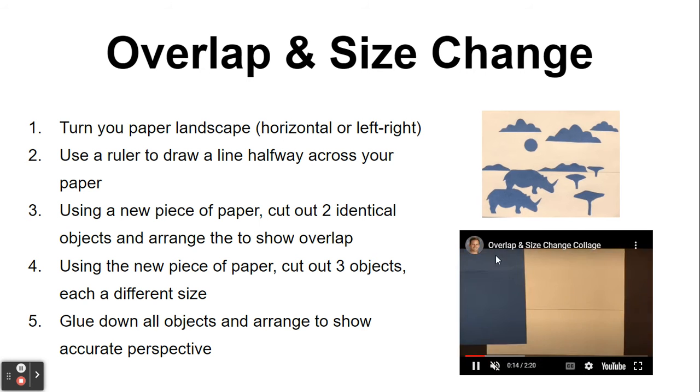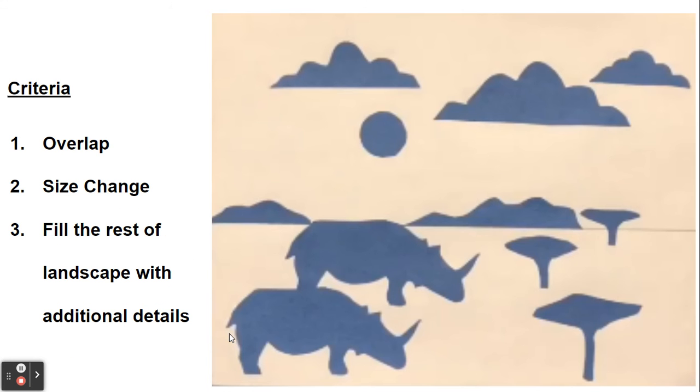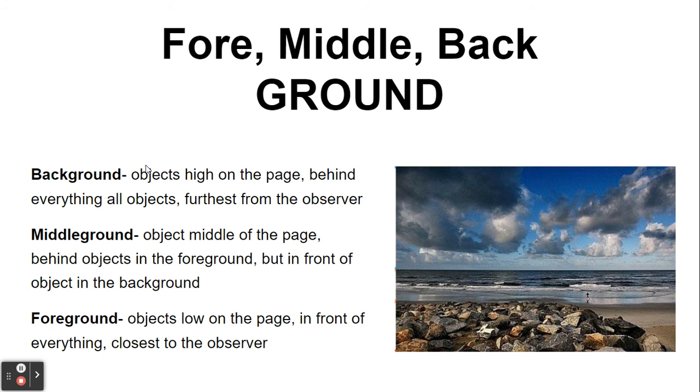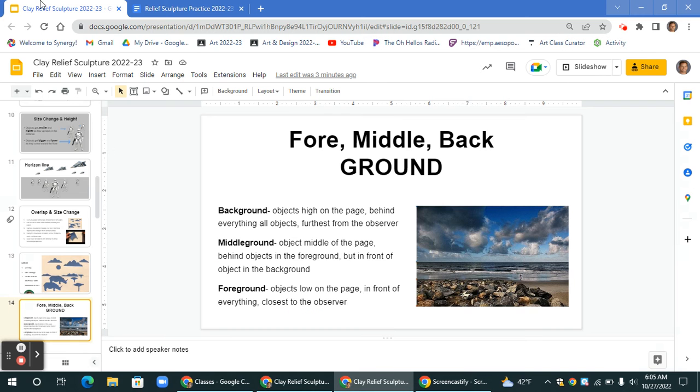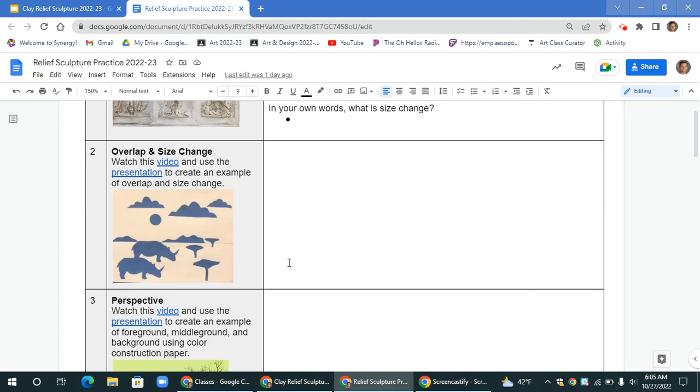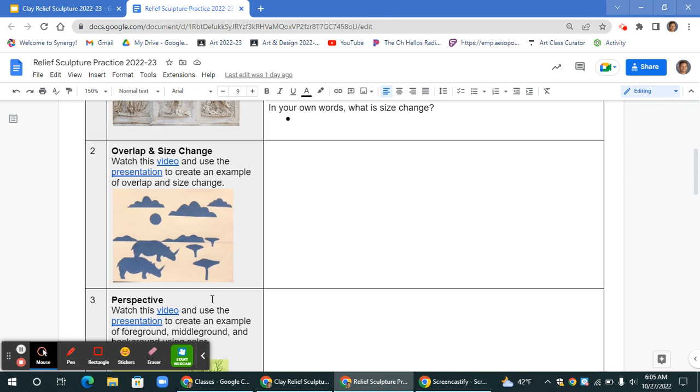So my example looks like this. I've got overlap here where this is in front of this. I have size change where these trees get smaller as they go back in the distance. And I filled the rest of my page with other additional details. And then finally, you should have taken a photograph of that activity and inserted it into question number 2 here. So if you've not done that, make sure you do that first today.